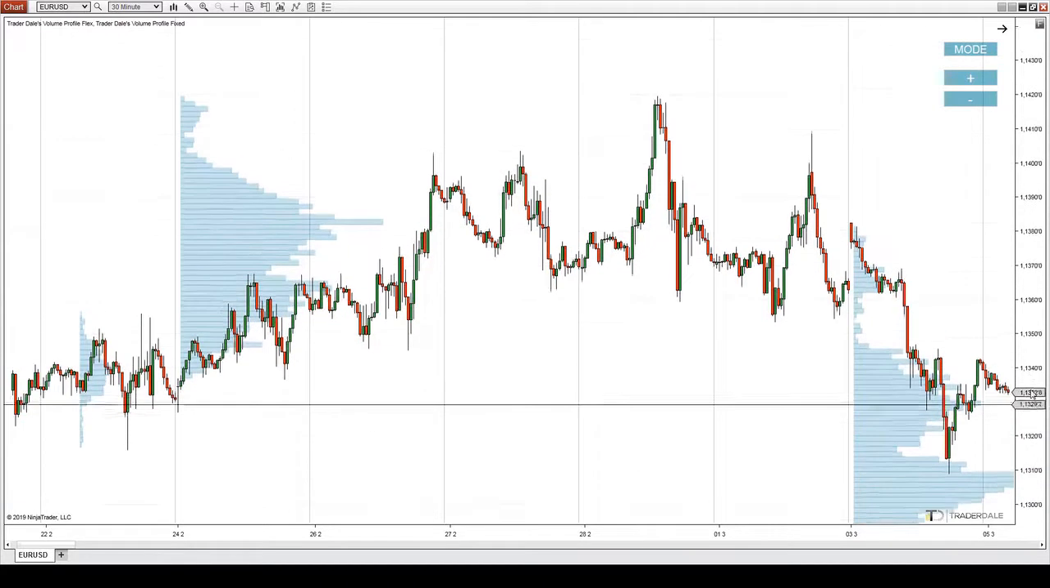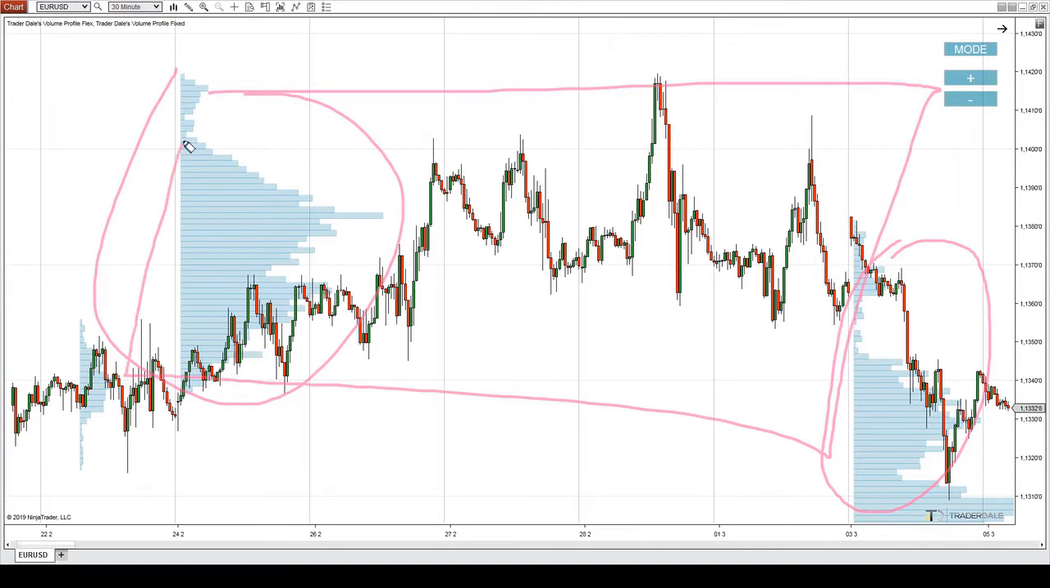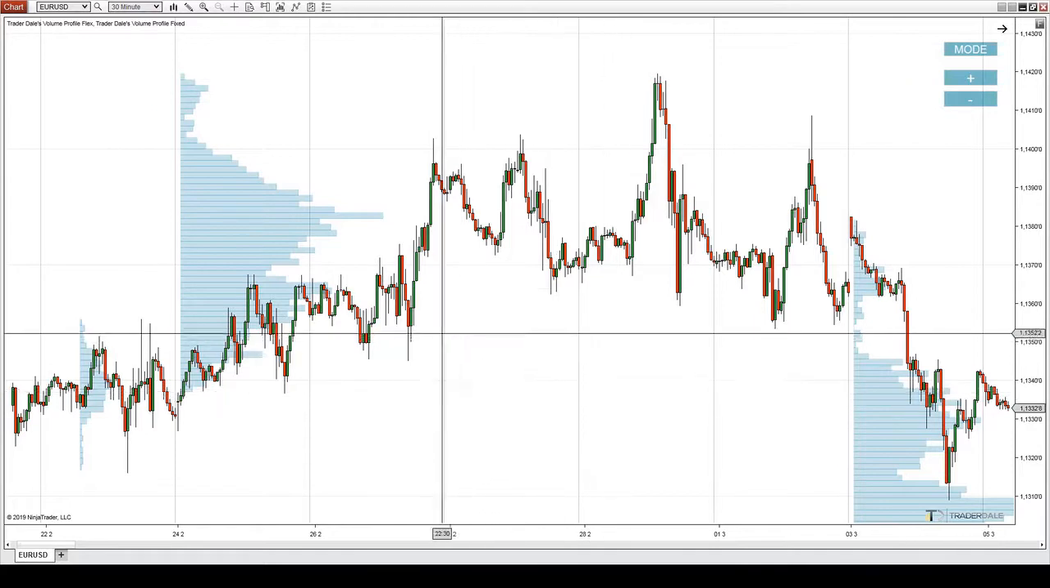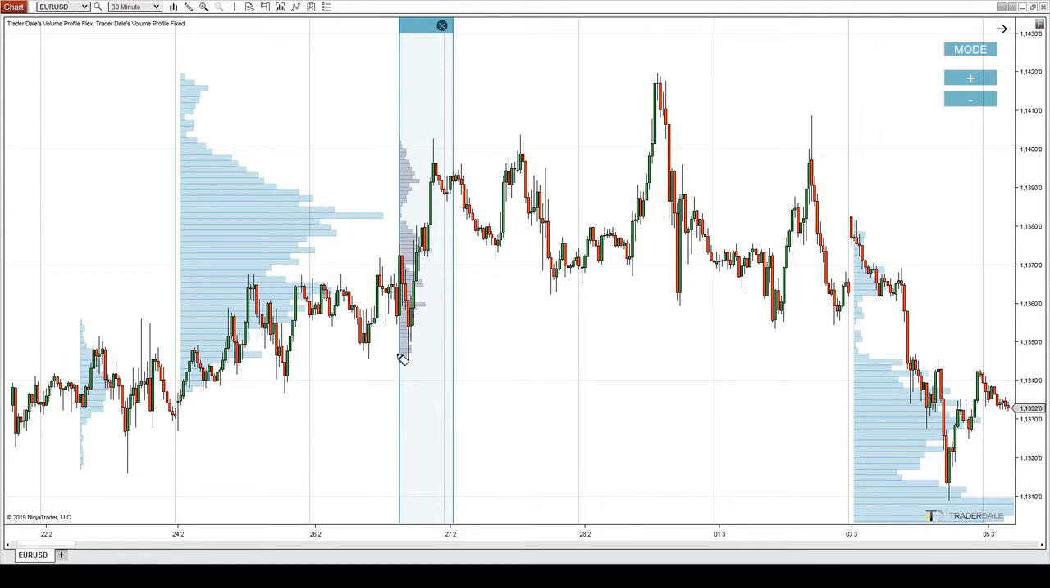As I said, those profiles you can see in here or in here, those are fixed weekly profiles. They show us how the volumes were distributed throughout the whole week. Every week a new profile gets printed. Alright? So in this case, if you look at this buying activity right here, then you can see that there is a significant volume cluster right here.